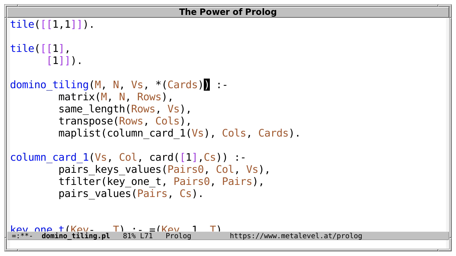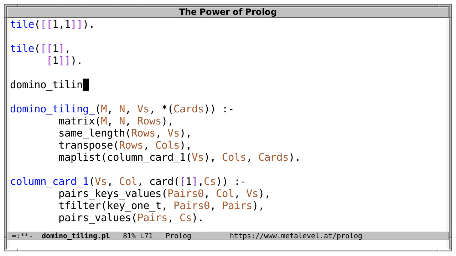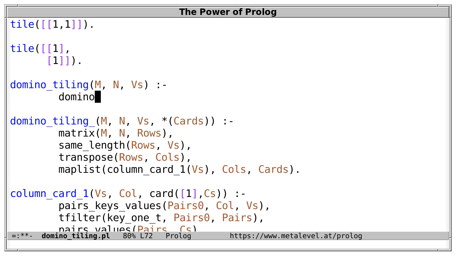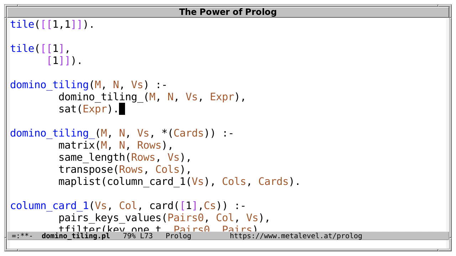And since we've introduced an additional argument, we should maybe add an underscore here to indicate there are more arguments for which we don't have dedicated names. And we can now easily express our original domino tiling predicate as the expression described by domino tiling underscore must be satisfiable. So SAT must hold for that conjunction, which is now explicit.